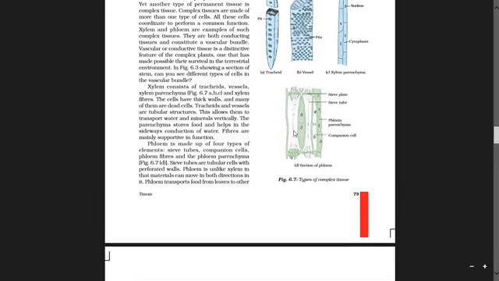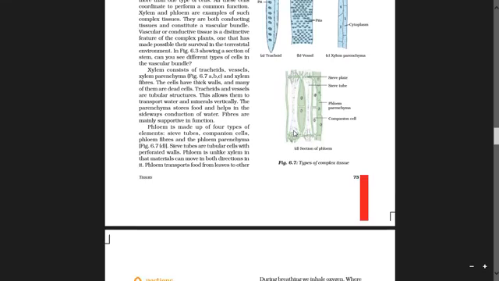Next we are going to talk about the phloem. So what can you say about phloem? It is also again made up of 4 types of elements. What are they? Sieve tubes, companion cells, phloem fibers and phloem parenchyma. Okay, what are the 4 types? Sieve tubes, companion cells, phloem fibers and phloem parenchyma. Now let us see the function of each one of them in detail.